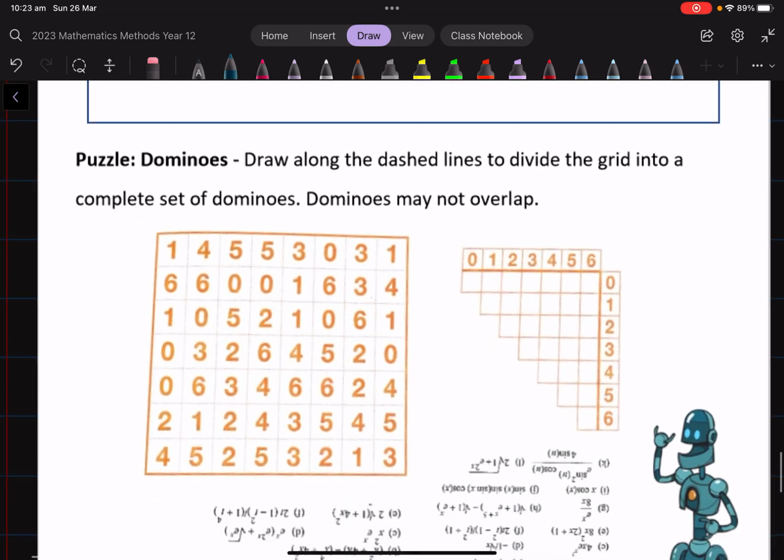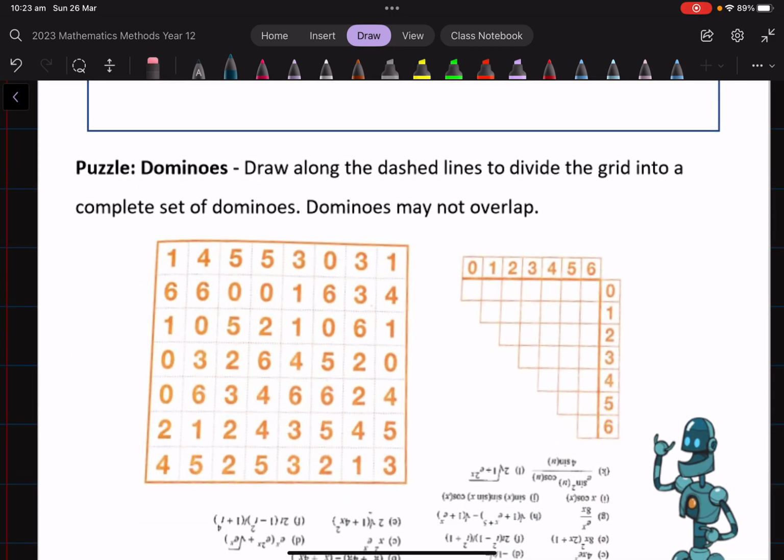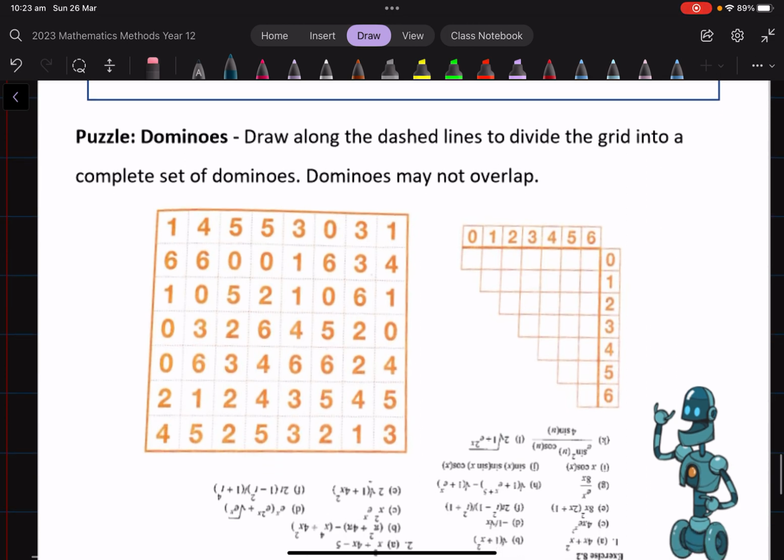And then finally, for this dominoes, again, OneNote will have the solutions to it, but the way it works is with dominoes, you want to come up with pairs of dominoes that are joined together, so pairs of numbers that are joined together, and there's only one possible solution here that works. So draw along the dashed lines to divide the grid into a complete set of dominoes. Dominoes may not overlap. So in other words, you can't have a pair of dominoes like this and then like that. That's overlapping.